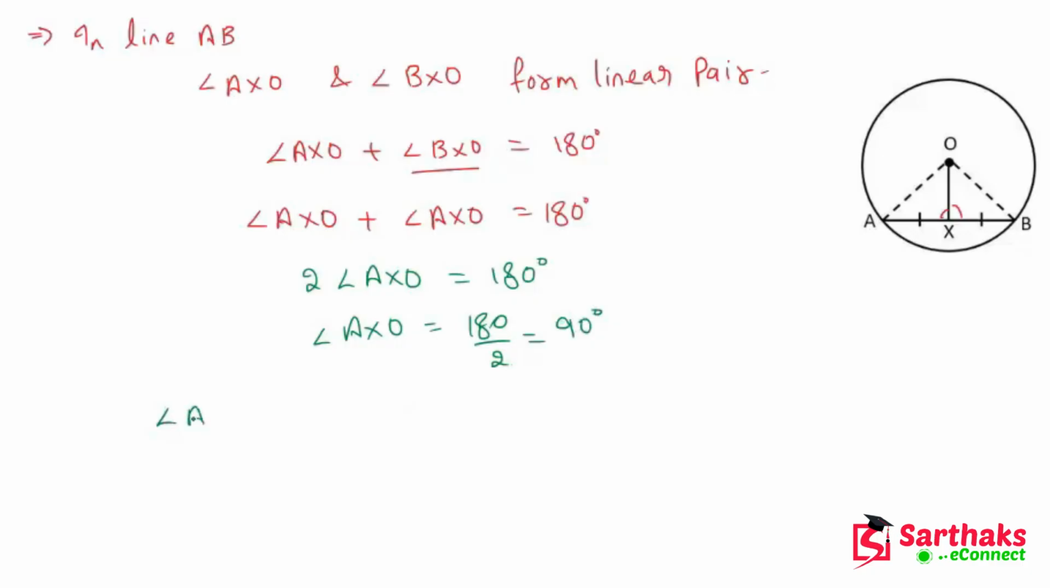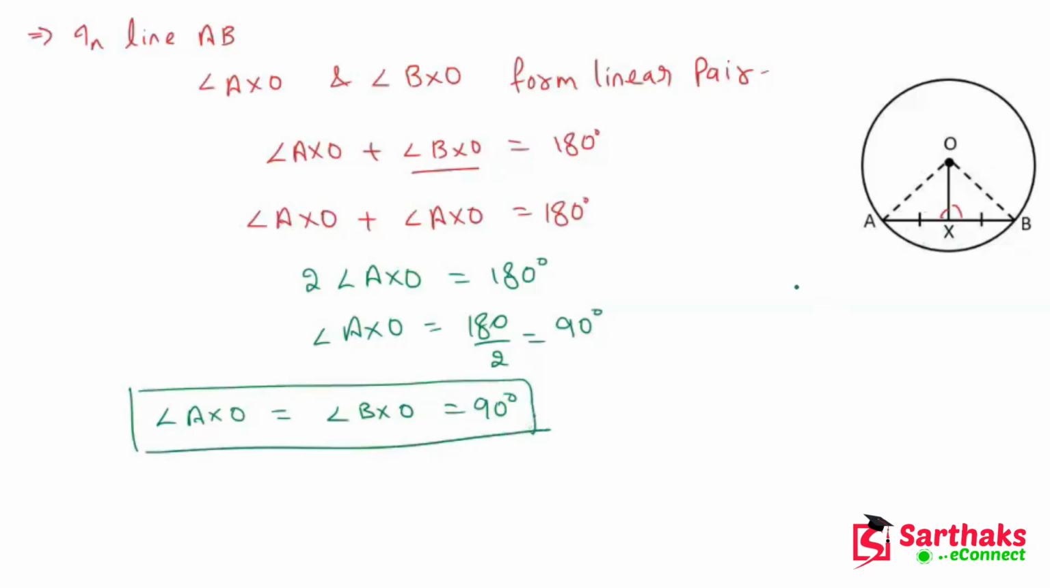Now angle AXO is equal to angle BXO. So both the angles are 90 degrees. So we can say that OX is perpendicular to AB. Okay, we can write hence proved. I hope, my dear friends, you understand these things. So this is the proof of this theorem. Now let's solve some problems.